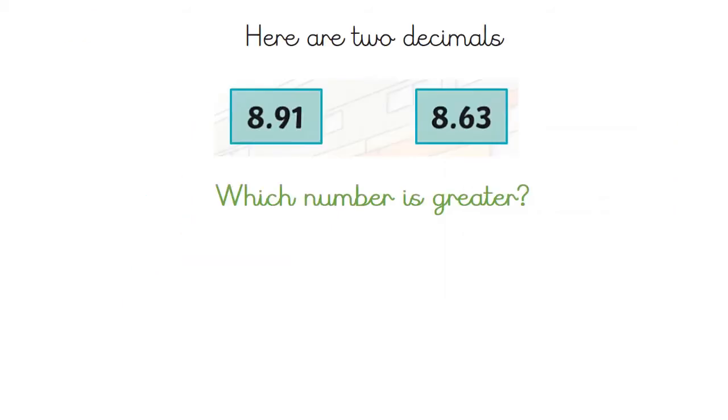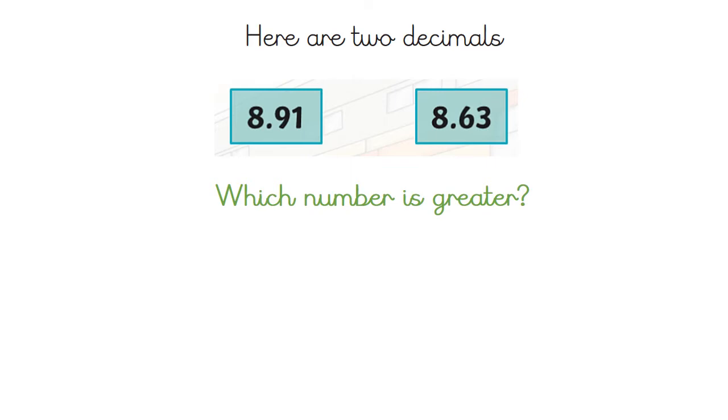Okay, let's have a go at comparing two more decimal numbers. So here we have 8.91 and we have 8.63. And the question is asking you which number is greater. Now we know we need to work out which number is bigger. So we can see very clearly that both numbers have 8 ones. And then we would need to move down towards the tenths.